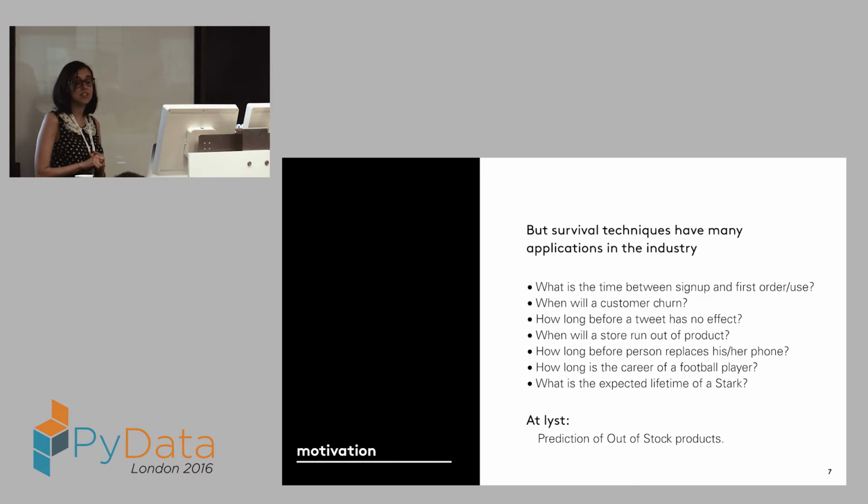But it's also widely used in engineering to look at failure in mechanical systems, namely reliability theory. But survival techniques have many applications in the industry. So typical questions might be, what is the time between sign up and first order use? When will a customer churn? How long before a tweet has no effect? When will a store run out of product? How long before a person replaces his or her phone? How long is the career of a football player? What is the expected lifetime of a Stark in Game of Thrones? So these are very, very deep and important questions.